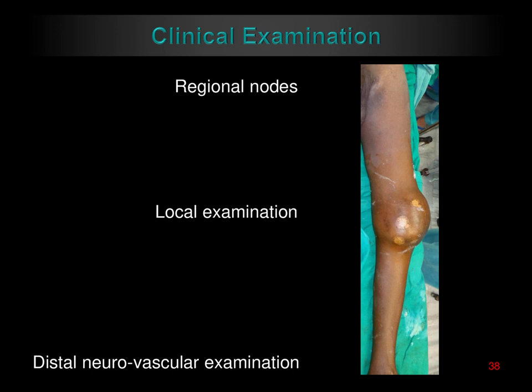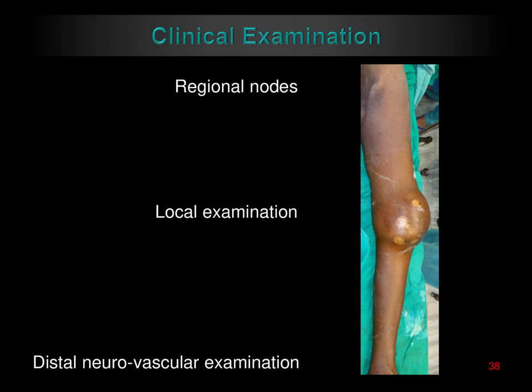Next, we come to clinical evaluation, where you need to do a thorough local examination, evaluate the regional nodes, and do a cursory examination of the distal neurovascular function. In this particular example, it is very obvious where the swelling is.